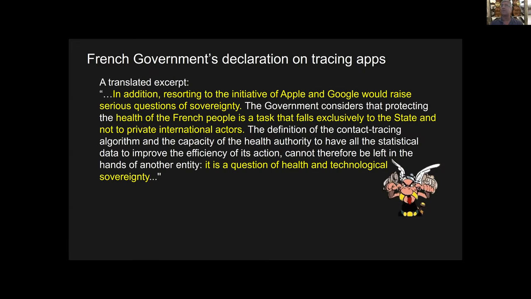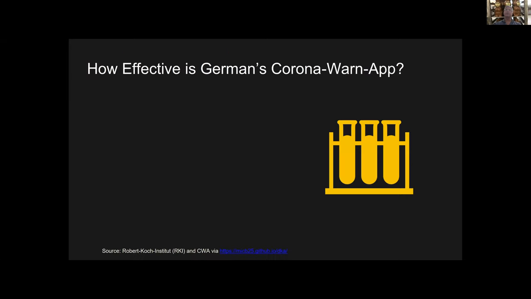Let me cite the French government's declaration on tracing apps. I will just read it for you. The health of the French people is a task that falls exclusively to the state and not to private international actors. It is a question of health and technological sovereignty. This includes also our app. I'm not criticizing other apps, although I think our app is much better. This is my bragging part, but it doesn't matter. All of them must be put under a big microscope, and we have to look at them in a public debate. Okay, so how effective is actually the German Corona-Warn-App?